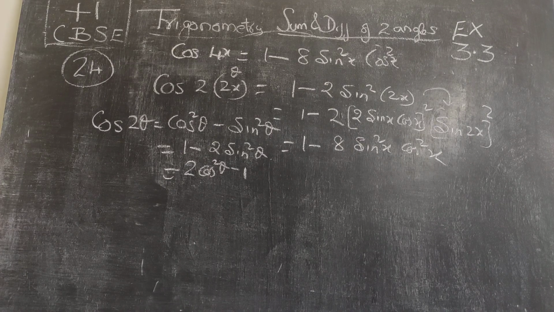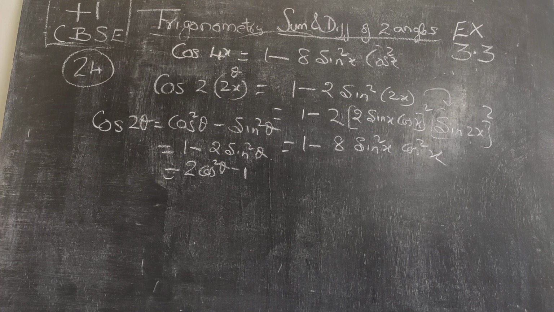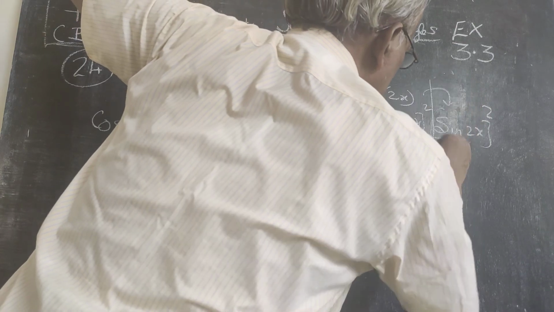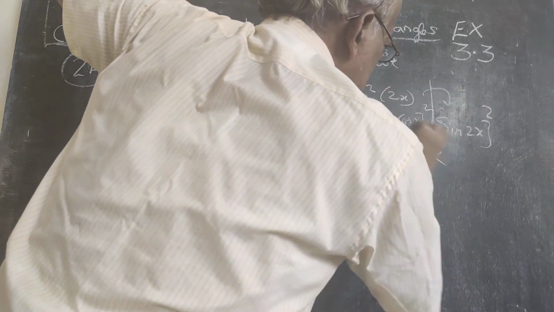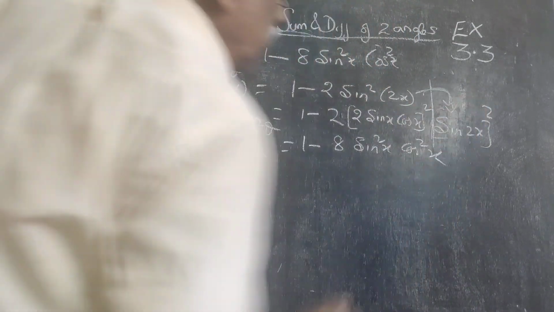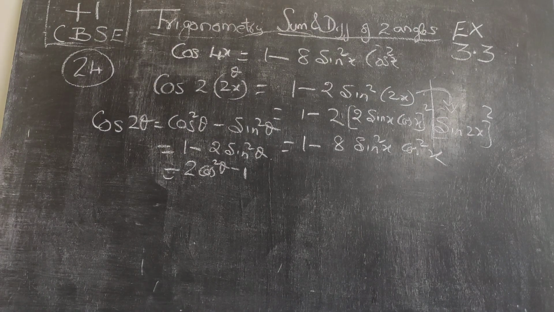So you must remember that this should be taken in this way. Cos 2 theta equals 1 minus 2 sin square theta. And don't forget to mention, sin 2x the whole square is equal to 2 sin x cos x the whole square. So don't club it. For this one I have written sin 2x the whole square, I can write that as 2 sin x cos x the whole square. Expanding that, we get the answer.